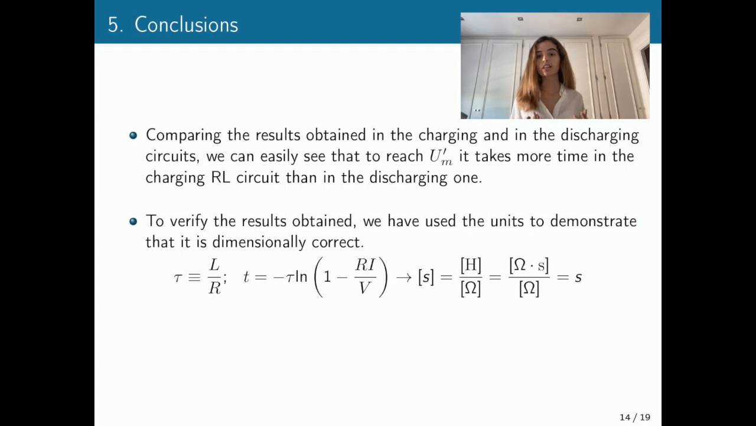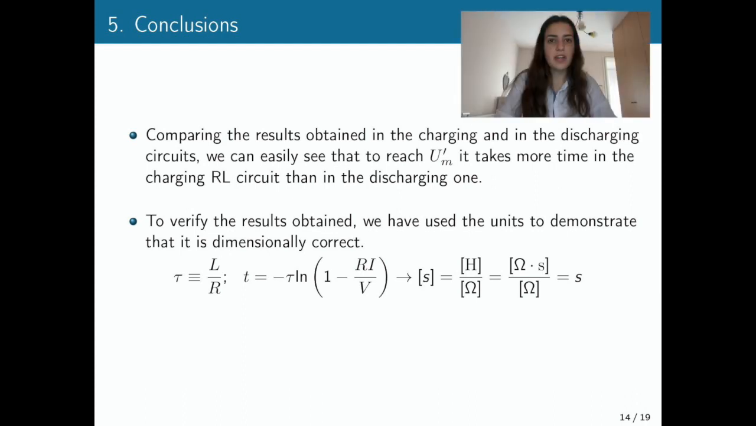And finally, these are the conclusions we have extracted. First of all, comparing the results obtained in the charging and in the discharging circuits, we can easily see that to reach the energy of half the equilibrium value, it takes more time in the charging RL circuit than in the discharging one. To verify the results obtained, we have used the units to demonstrate that it is dimensionally correct.